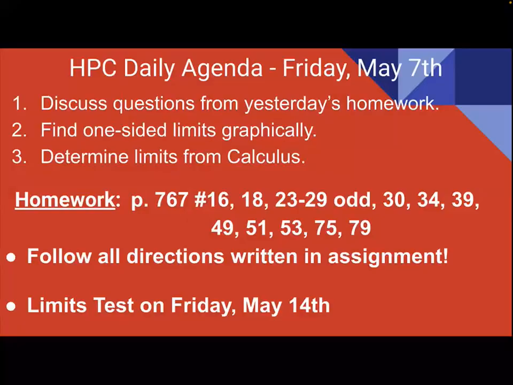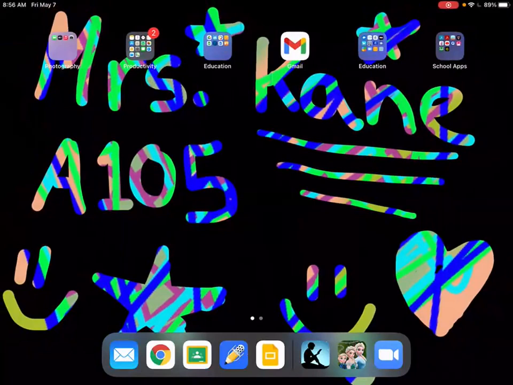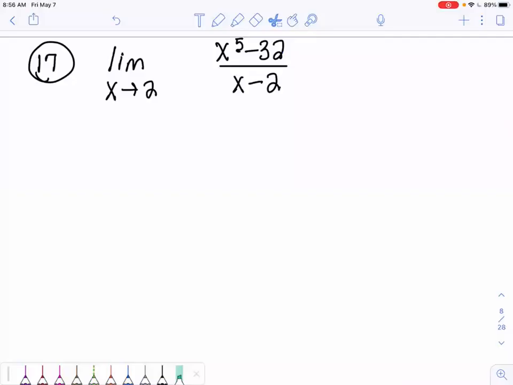Number 17 from your homework, the wonderful problem number 17 that had x to the 5th, and you were all thinking, boy, Mrs. Payne, you are crazy for assigning this problem to us. Number 17 wanted you to find the limit as x approaches 2 of the function x to the 5th minus 32 over x minus 2.